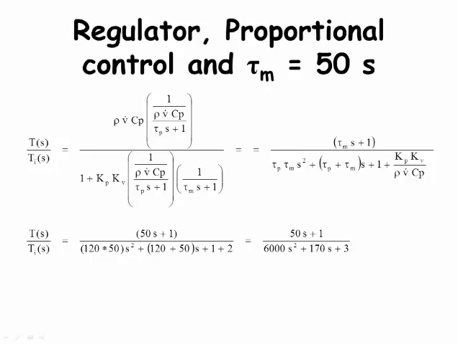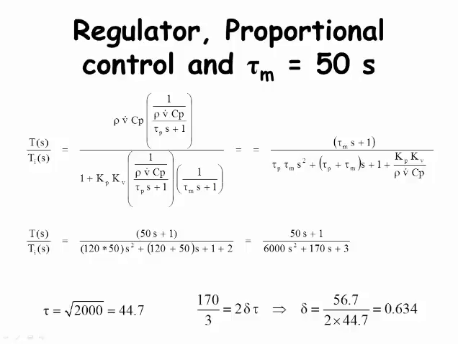Here is the regulator problem transfer function. The result after substituting in the known values is 50 times s plus 1 over 6,000 times s squared plus 170 times s plus 3. Since the denominator is the same, the value of delta is the same.